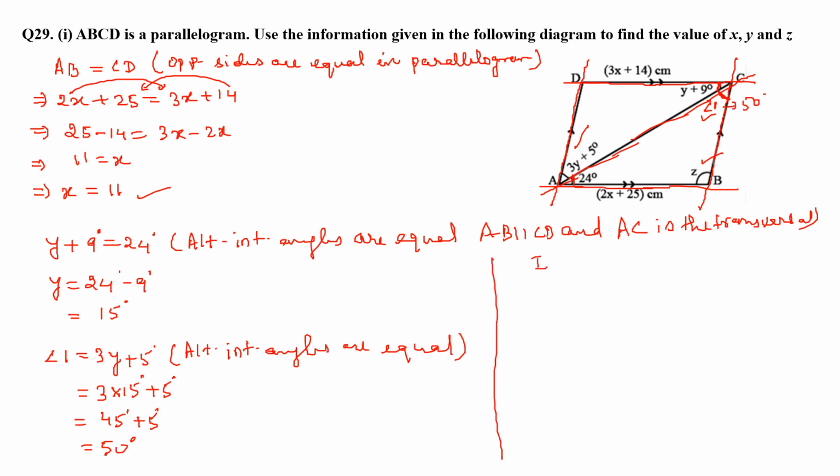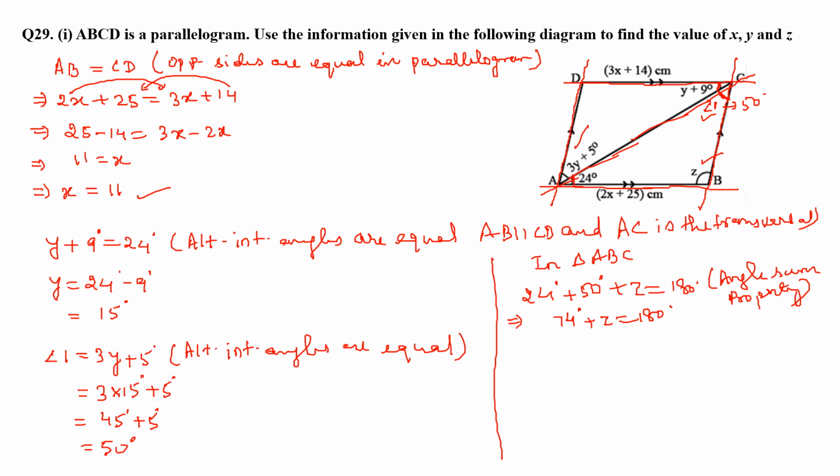Now in triangle ABC, I can use angle sum property. So 24 degree plus 50 degree plus z equal to 180 degree. And reason you have to give angle sum property. Okay. Then 24 plus 50, 74 degree plus z equal to 180 degree. So the value of z will be 180 degree minus 74 degree. So from here you will get the value of z as 106 degree.